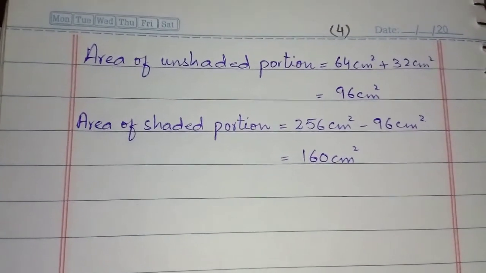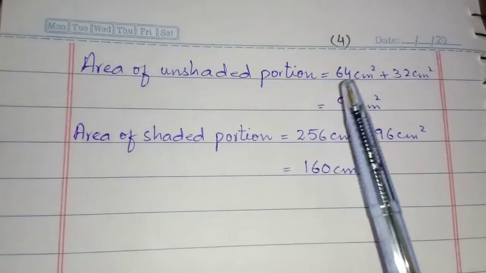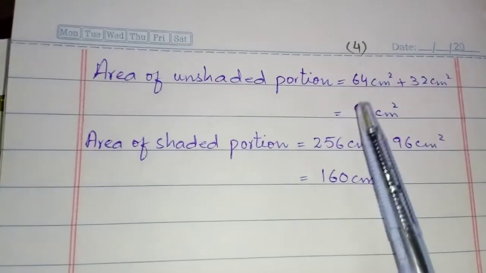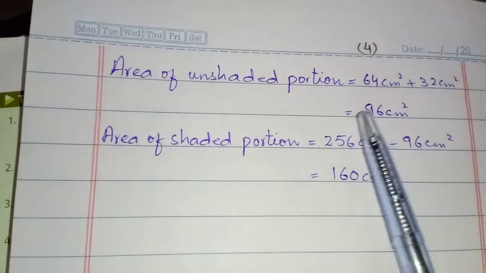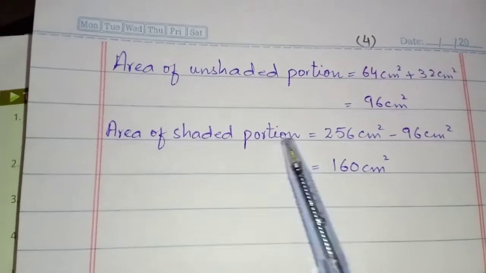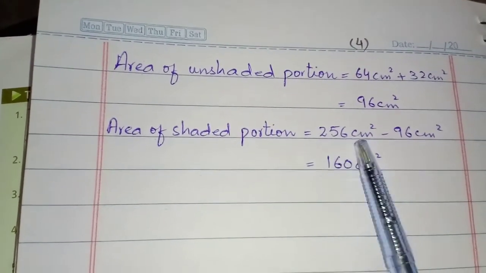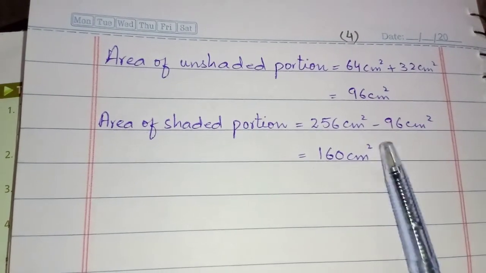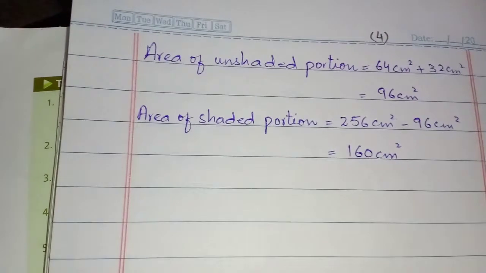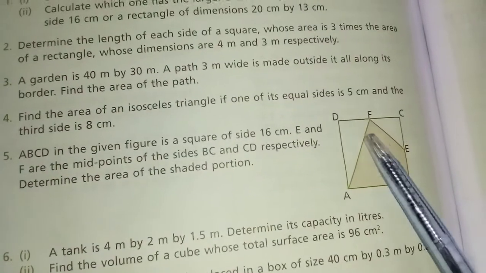Now student, we have to find the area of the unshaded portion, that is equal to the area of the first triangle plus the area of the second triangle. So the answer is 96 centimeter square, and now we have to subtract this area from the area of the square. So area of shaded portion is equal to area of the square 256 centimeter square minus the area of unshaded portion, that is 96 centimeter square, and we get the answer 160 centimeter square is the area of this shaded part.